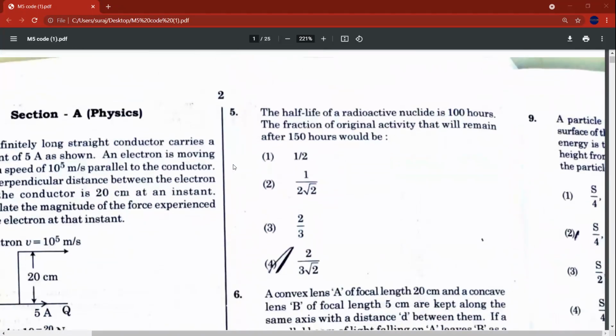Half-life of a radioactive nuclei is 100 hours. The fraction of original activity that will remain after 150 hours. So half-life, T half, is given as 100 and small t is given as 150.